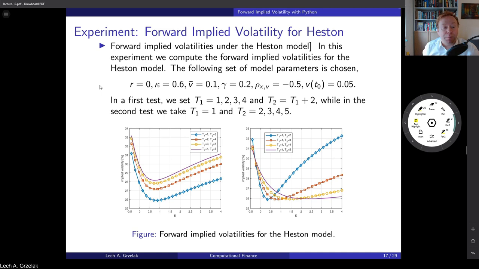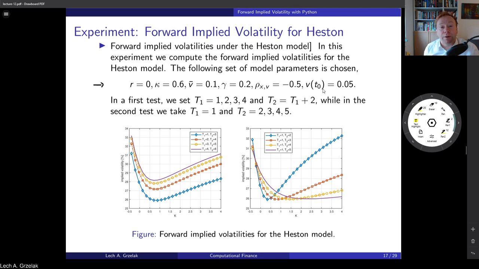In the experiment, we will consider the following set of parameters. Interest rate is set to zero, so it is actually an irrelevant parameter for our experiment because we consider only constant interest rates, so that doesn't really matter for the impact on the implied volatilities. We have a speed of mean reversion of 0.6. We have a long-term average variance of 0.1. We have a vol-of-vol gamma of 0.2, a negative correlation of minus 50%, and an initial variance of 0.05.